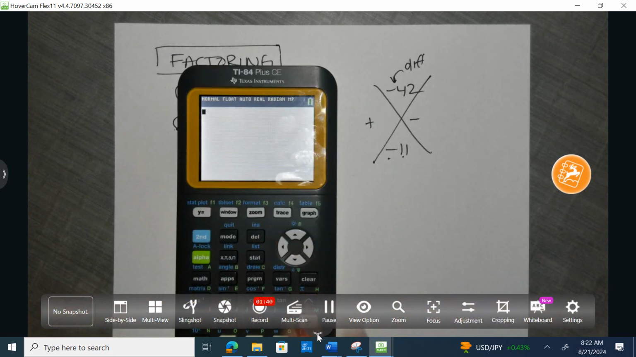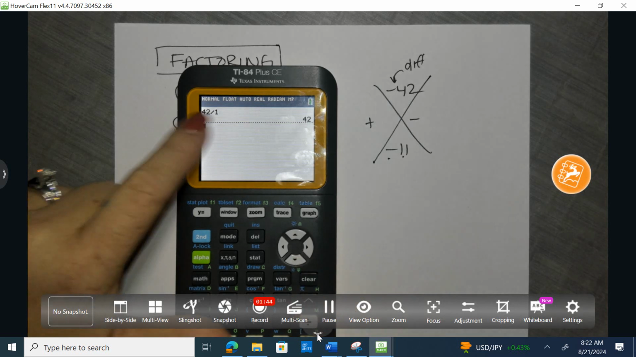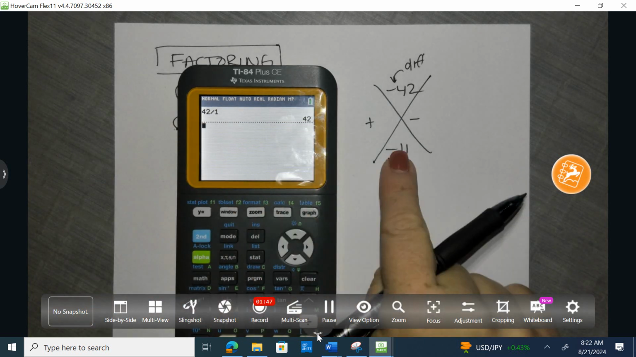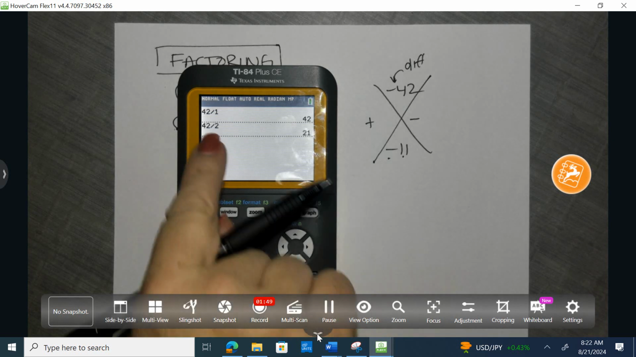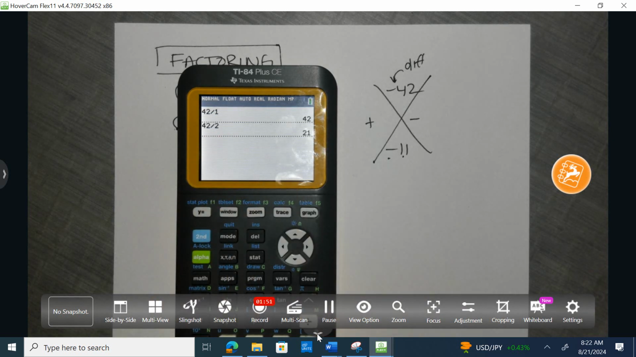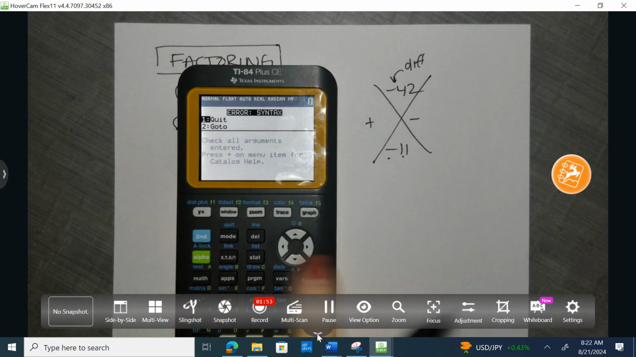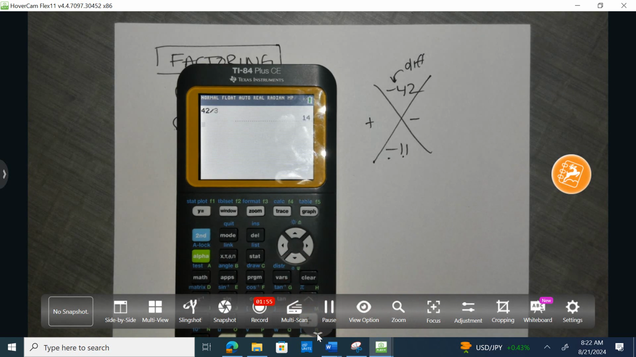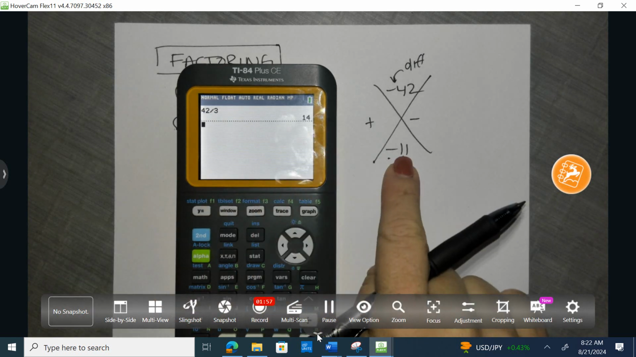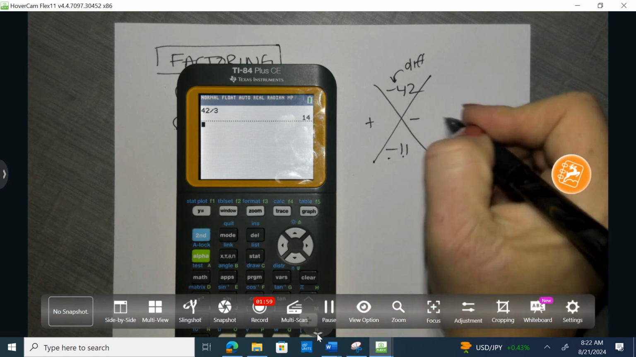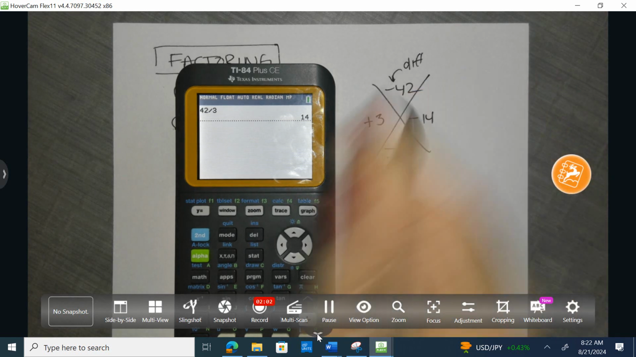So let's get started. Now, if you don't have great multiplication skills, it may help you just to take 42 and divide it by 1. 1 and 42 does not give me 11. Divide it by 2. 2 and 21 doesn't give me 11. Divide it by 3. Oops, I hit the wrong button. Divide it by 3. 3 and 14 does give me 11. Again, the larger of the 2 numbers is going to be negative. So 14 is negative and 3 is positive.